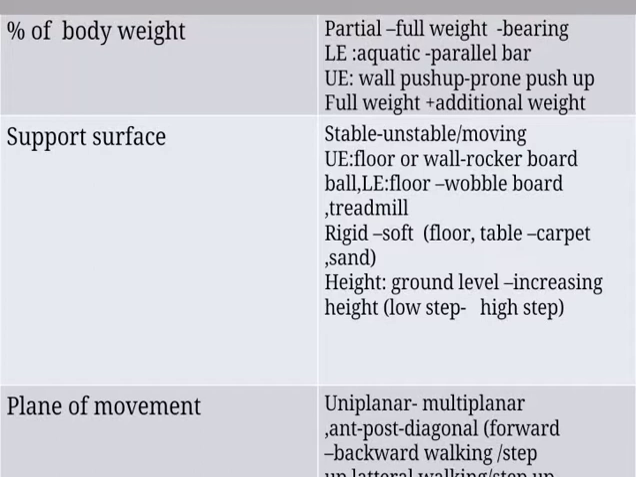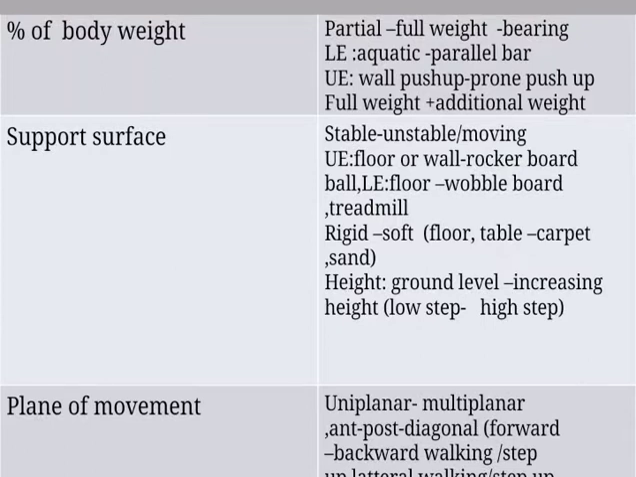So in the lower extremity, for partial weight we can use aquatic exercise, like in hydrotherapy, where you can start our exercise, then we progress to the parallel bar. In the upper extremity, first we do the wall push up, then we go for prone push up. Then we can progress into full weight or use additional weight. Then support surface. First we ask the patient to do the exercise on a stable surface, then we progress to an unstable or moving surface.